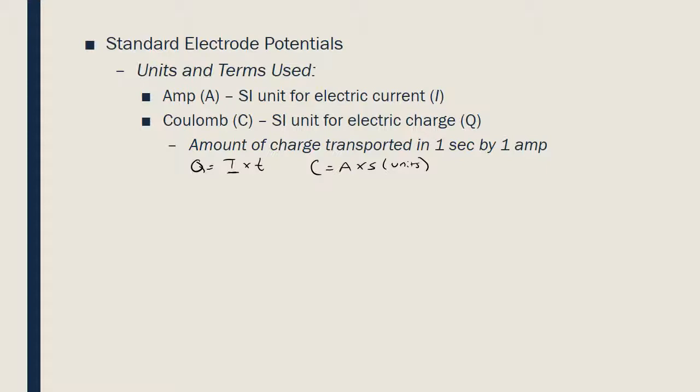Now, as we go through and look at the amount of charge transported in 1 second by 1 amp of electric current, what's moving that electric charge is the electron moving through the external part of the voltaic cell. And so we know that 1 electron has a charge of 1.602 times 10 to the negative 19 coulombs. And so 1 electron doesn't actually produce very much voltage and nothing really worth speaking about.